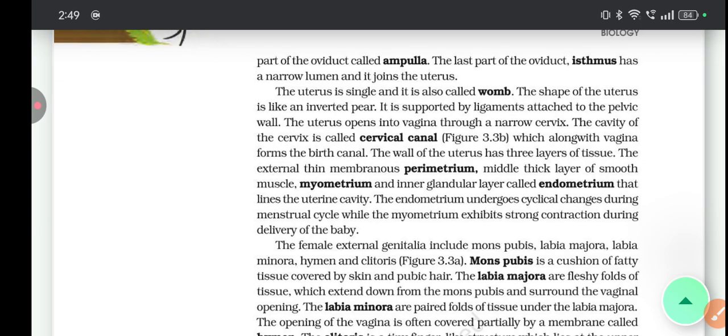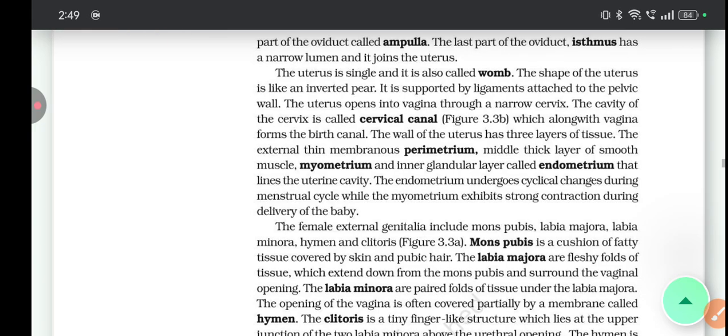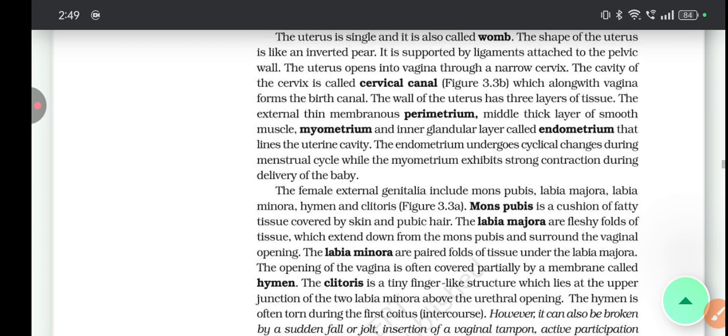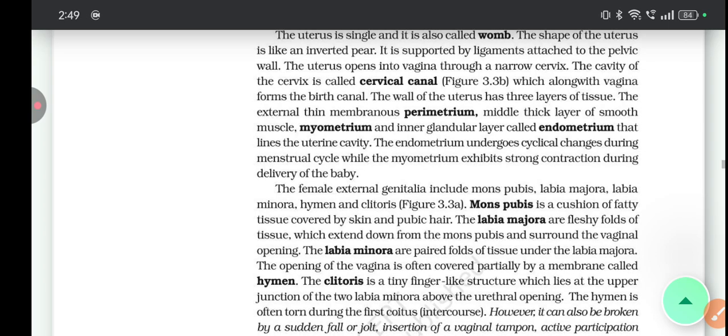The shape of the uterus is like an inverted pear. It is supported by ligaments attached to the pelvic wall. The uterus opens into the vagina through a narrow cervix. The cavity of the cervix is called the cervical canal, which along with the vagina forms the birth canal.